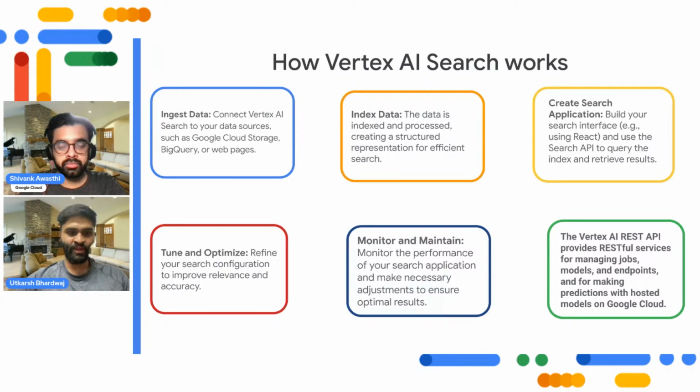Then comes the tune and optimize. You can refine your search configuration to improve relevance and accuracy. Monitor and maintain. You can also monitor the performance of your search application and make necessary adjustments to ensure optimal results. This can be done in the development or UAT phase of the application where you're playing with the model and you're further enhancing it. Then the Vertex AI REST API provides RESTful services for managing jobs, models, and endpoints, and for making predictions with hosted models on Google Cloud.